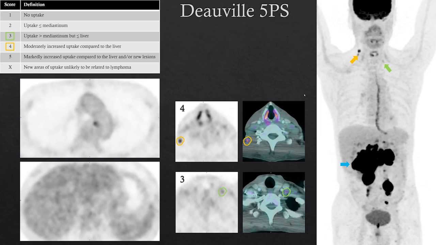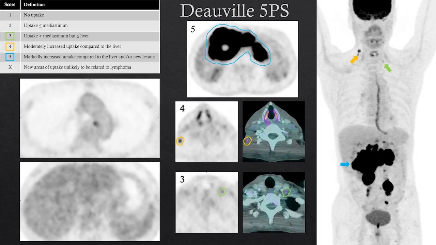Looking at this region over here, you can see this region of uptake on PET imaging is definitely greater than hepatic levels of uptake. So this would be Deauville score 4, moderately increased uptake, about 2 to 3 times hepatic levels of activity. And looking at this rather intense uptake over here, it is definitely more avid than hepatic levels of uptake and markedly increased, definitely more than 2 to 3 times hepatic levels of activity. So this would be Deauville score 5.